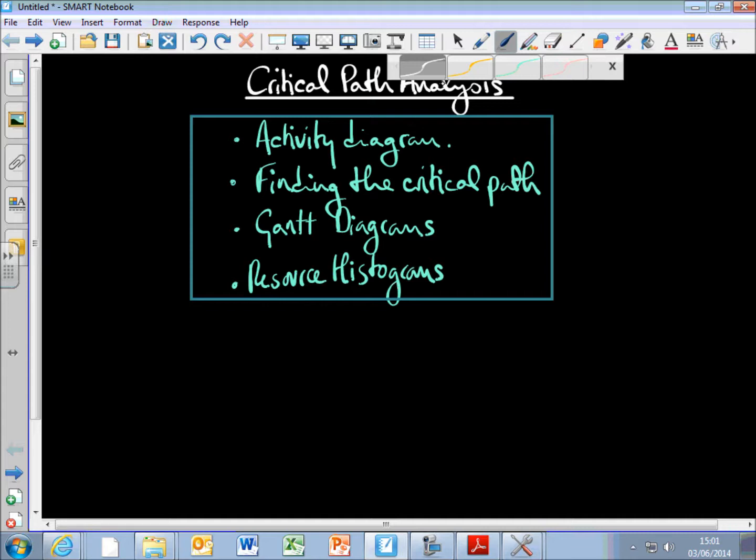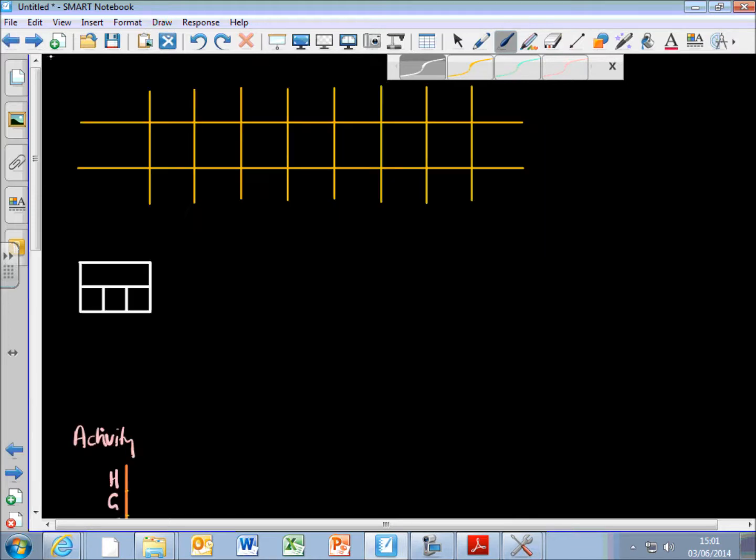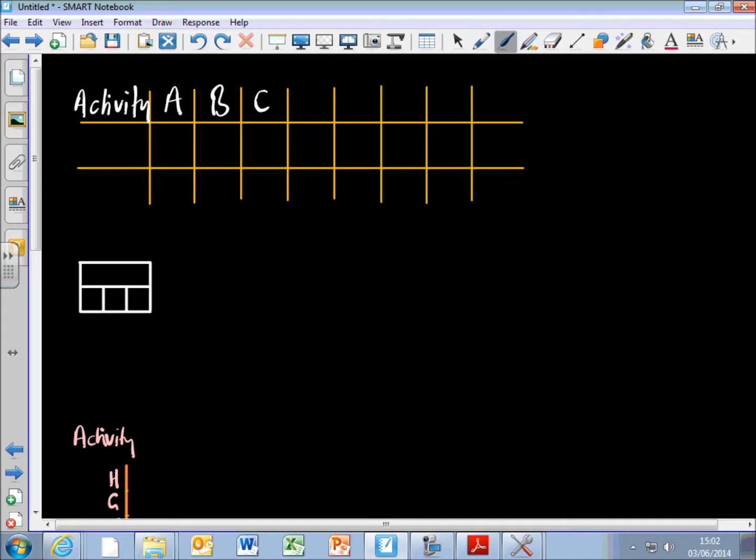Okay, so first of all, let's start with an example, and I'll go through this. I'm going to fill in this table, and in the first row, I'm going to put the jobs that need doing, the activities. I'm just going to call these activity A, activity B, activity C, D, E, and F. Okay, so those are the jobs that need doing.